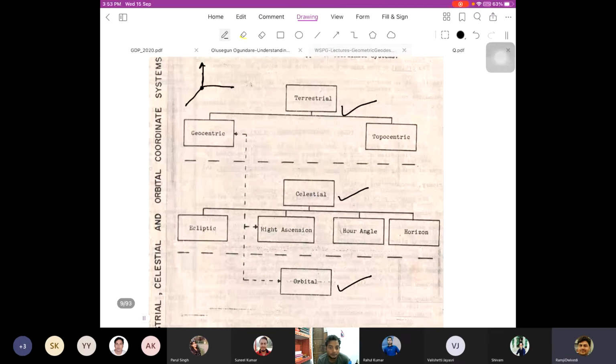The terrestrial coordinate system: when you consider that the origin of the coordinate system, let's say this is the coordinate system Z, Y, X, and if you know that this origin is at the center of mass of Earth, then this coordinate system will be known as the geocentric terrestrial system. Okay, geocentric terrestrial system, when the origin of a coordinate system is at the center of mass of Earth.